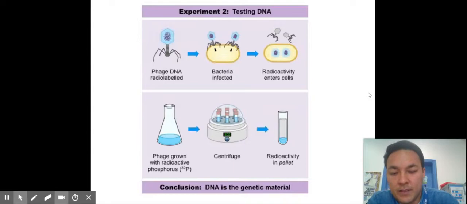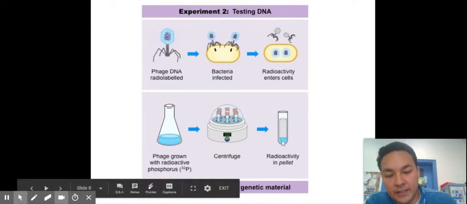Well, here, they're going to grow them in radioactive phosphorus, and in this example, we'll pretend it's blue. All right, the bacteriophages, or the viruses, now have this blue radioactive phosphorus in it. They infect the bacteria, and they inject their DNA in there. How do we know that their DNA was injected in?